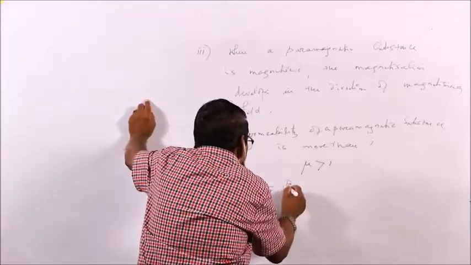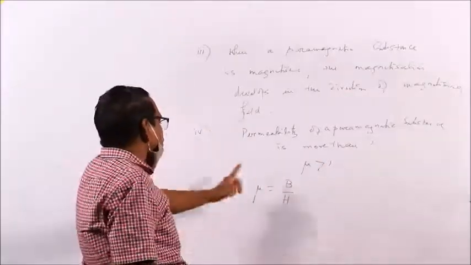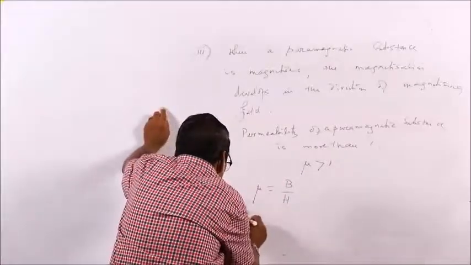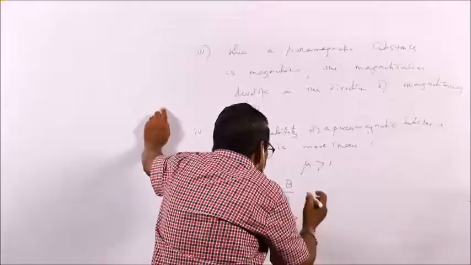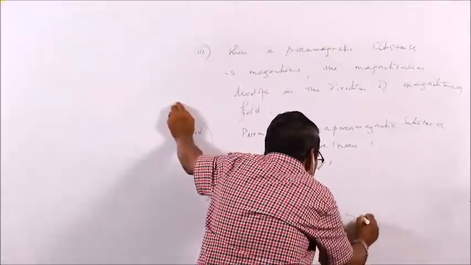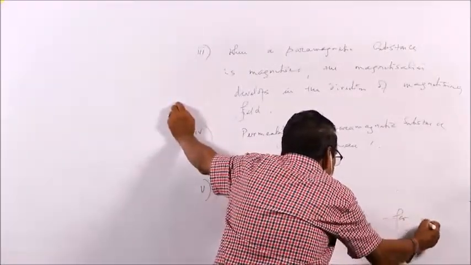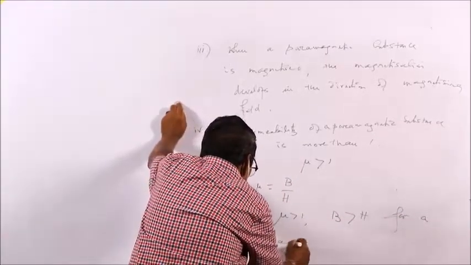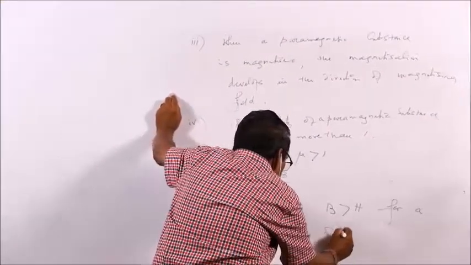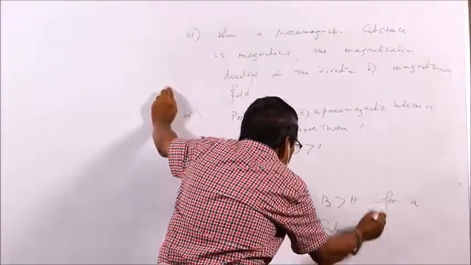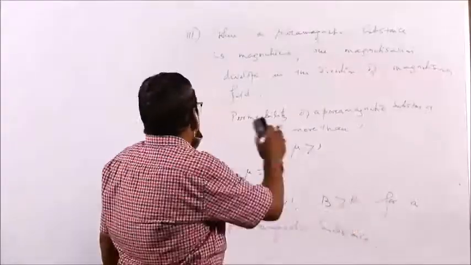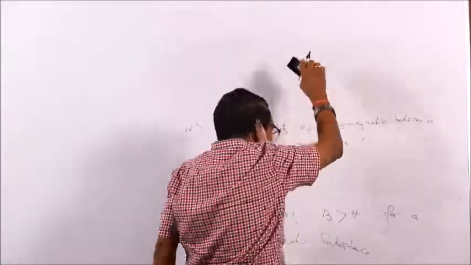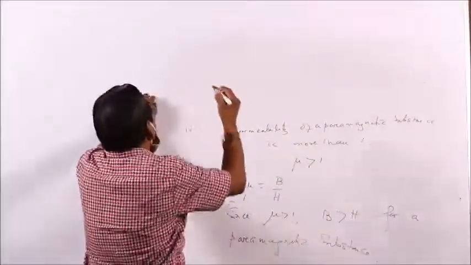Mu is equal to B by H. Since mu is more than 1, B must be greater than H for a paramagnetic substance. So, this is regarding your permeability. Next will be regarding your susceptibility.